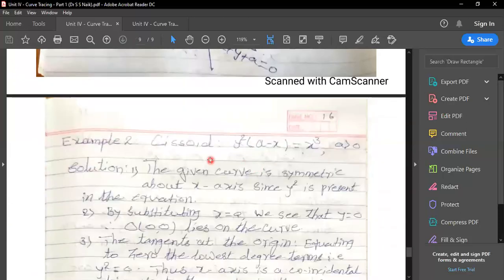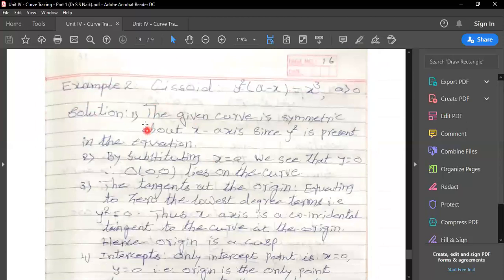Then we'll take the second example, that is the cissoid y square into bracket a minus x is equal to x cube, where a is greater than 0.